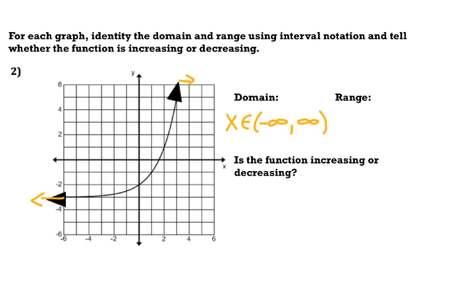Now our range, y is an element. We've got to decide how low this is going to go. It's going down and down and down, and then it levels out right here. So what value does that go down to? Well, that's right between the -2 and the -4, so that's -3. And then it's going to keep going up, so that's going to go up to positive infinity. So our range, y is an element from -3 to infinity.